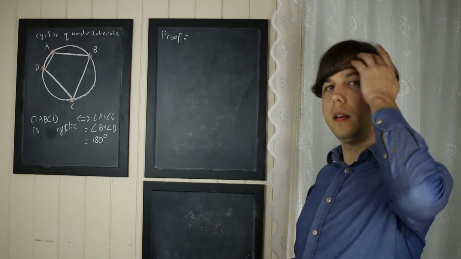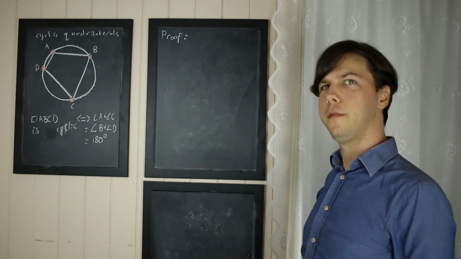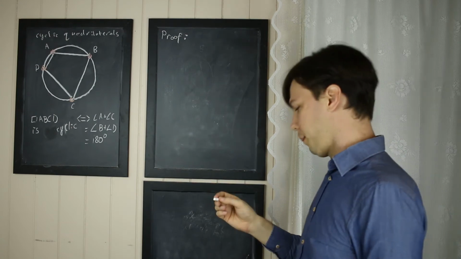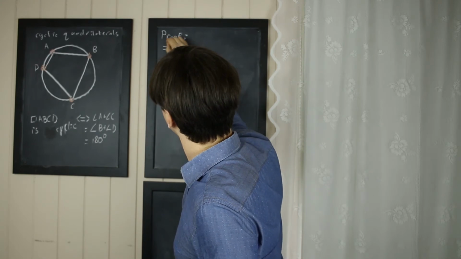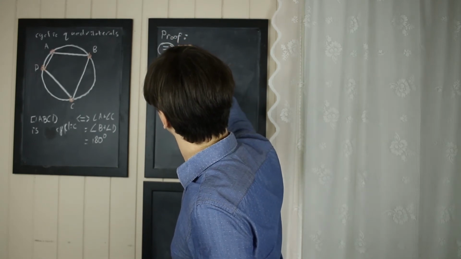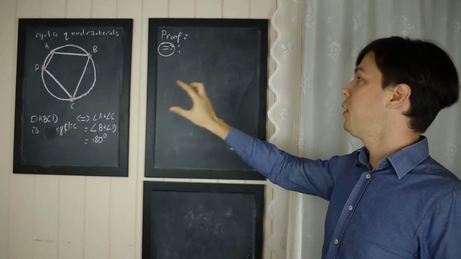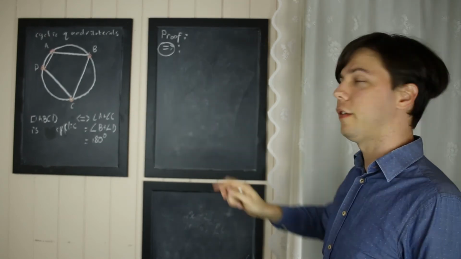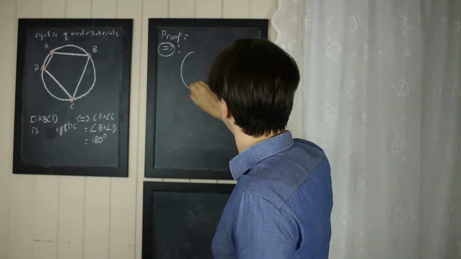Okay, let's go ahead and prove this. So note that this proof is an if and only if. It works both ways. So we'll first have to prove one way. That is, we start with the cyclic quadrilateral and then show that the opposite angles have to be supplementary. So we'll go ahead and do a quick construction.